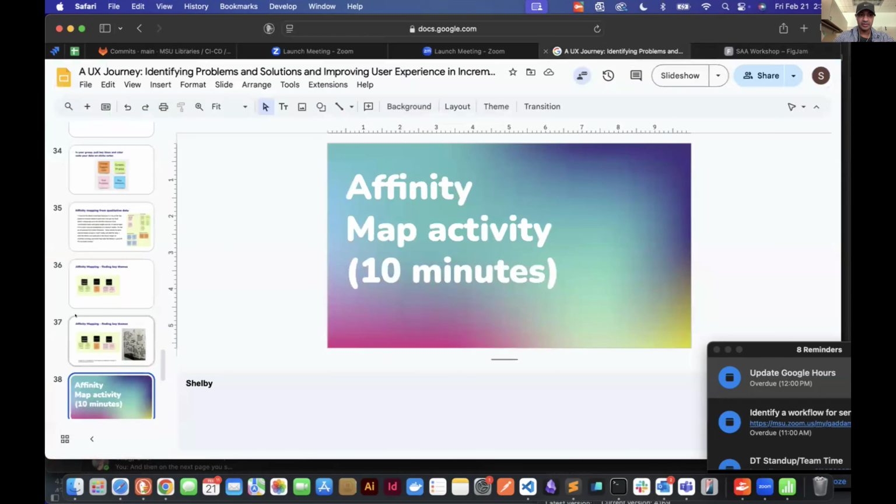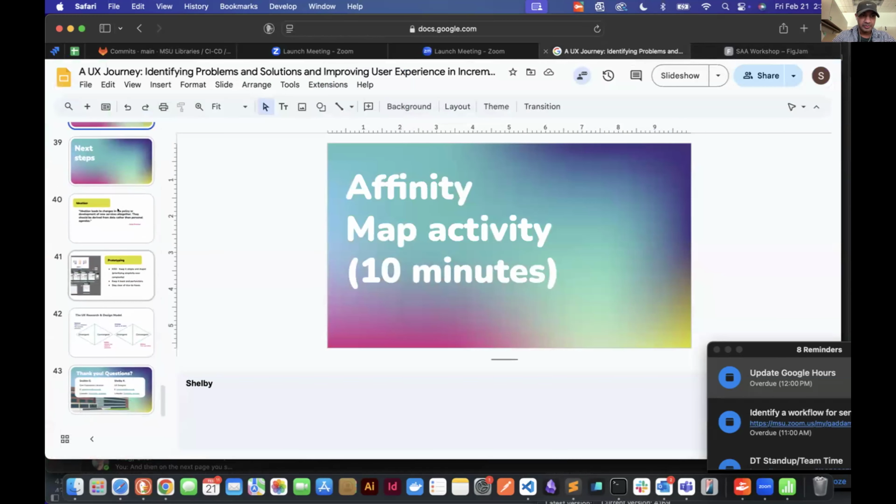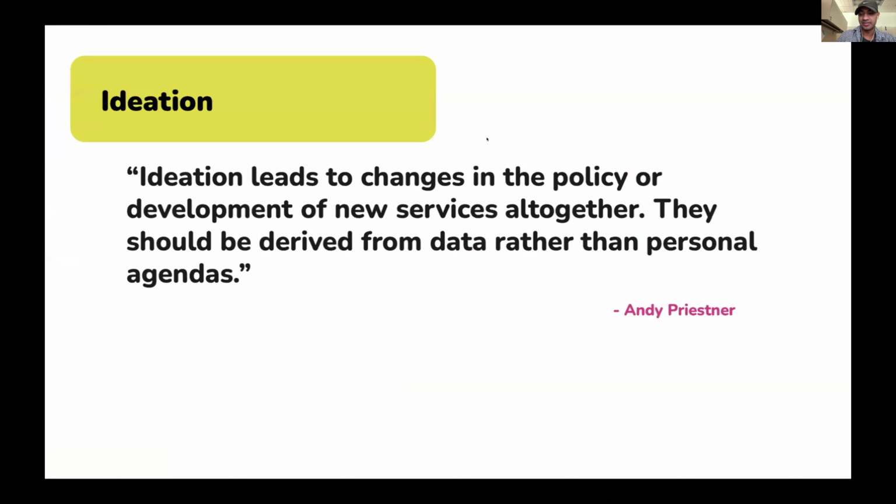So that's affinity mapping. After affinity mapping, and we are kind of rushing through these last few slides because we want to give you enough time to ask us questions, the next stage is ideation. We will not be going into detail on ideation and prototyping, but ideation leads to changes in the policy or development of new services altogether. They should be derived from data rather than personal agendas.